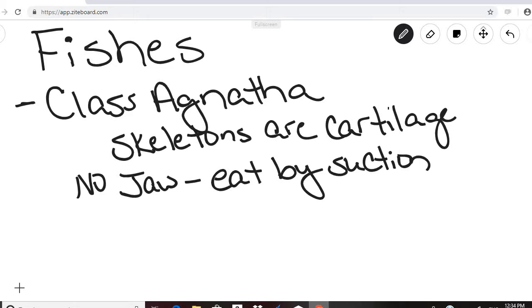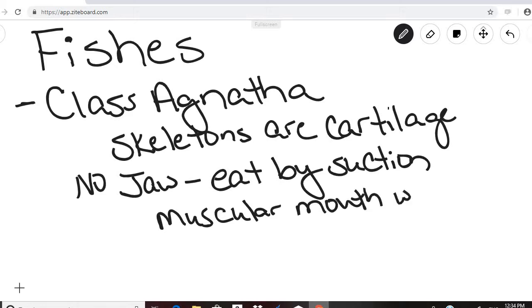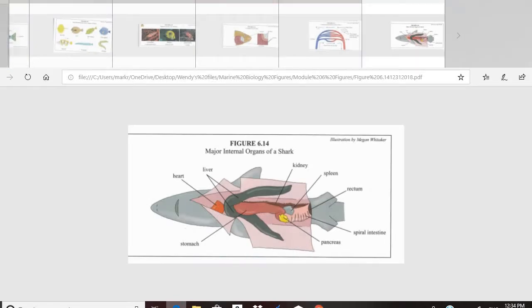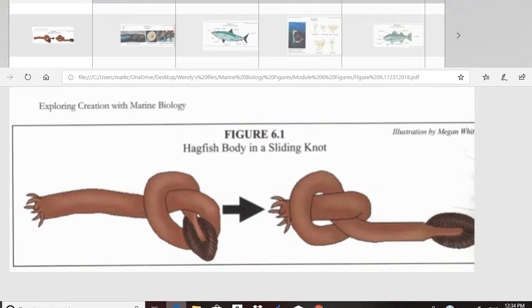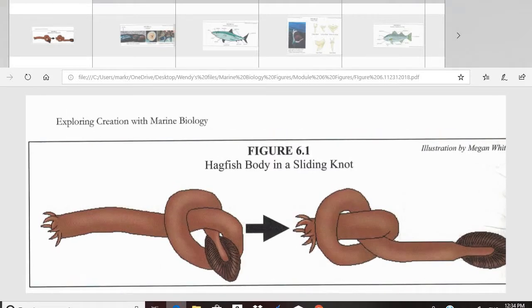So their mouth is muscular, so it's a muscular mouth with teeth. And there are several different types of those. Let me get a picture up here so we can look at some of them. So here's one. This is a hagfish, which is an example of a jawless fish.